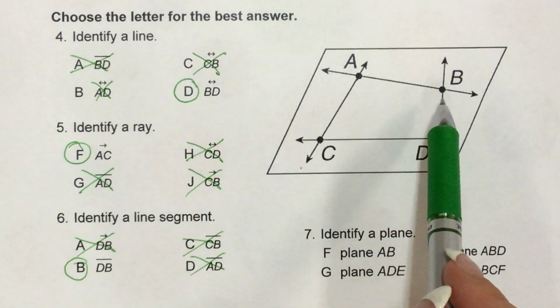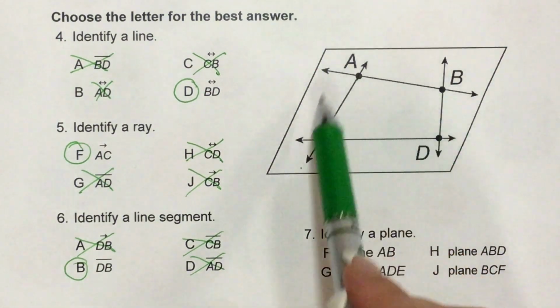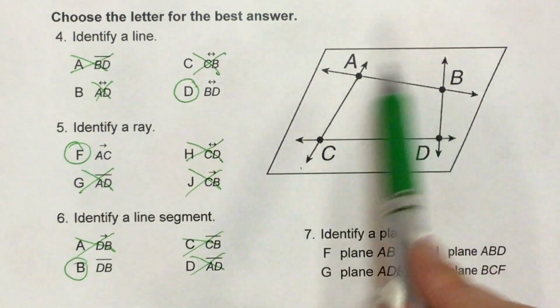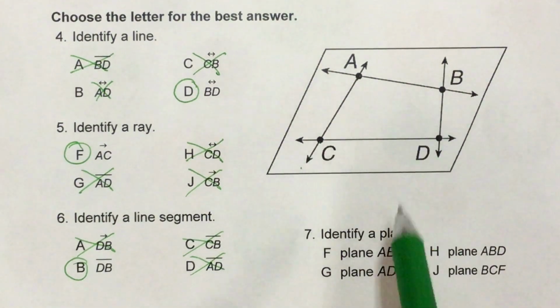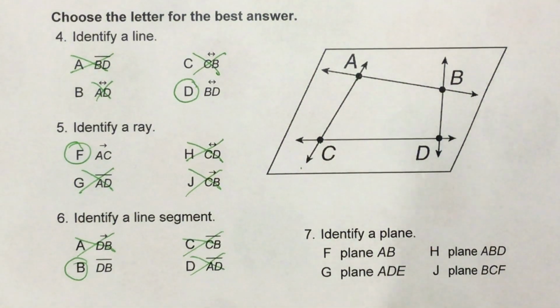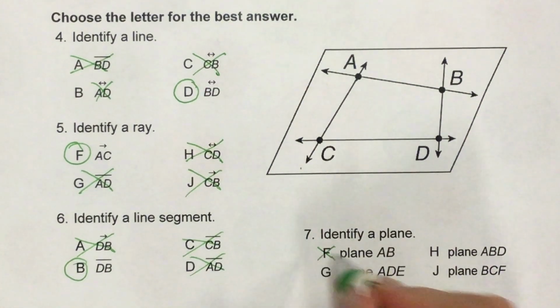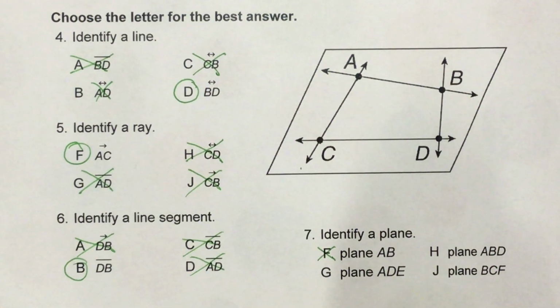Well, that is nice, but for a plane, you need 3 letters, 3 of the points in the plane as a label, and you only have 2. So I'm sorry, F, but you're just gone. You're eliminated.